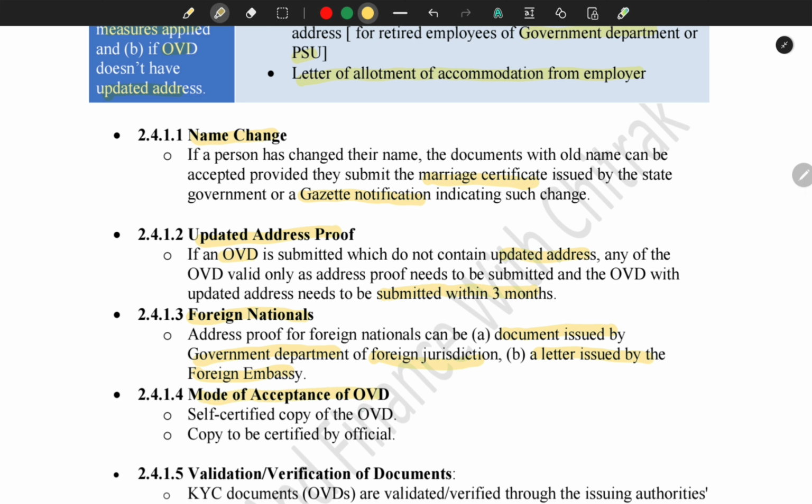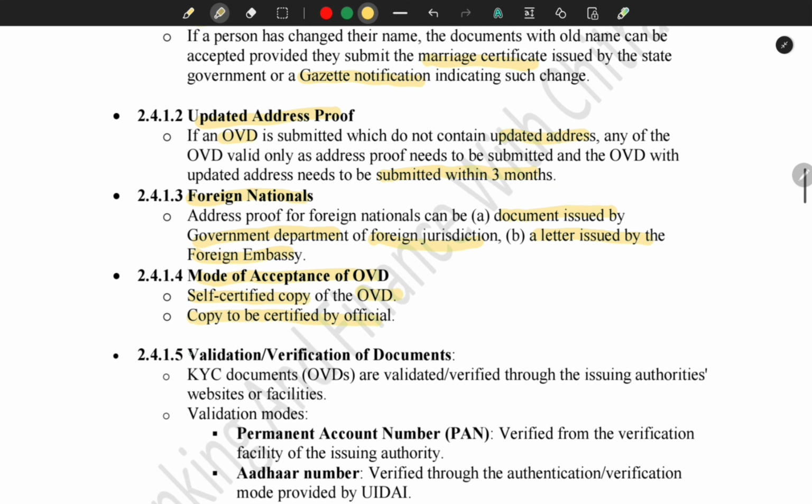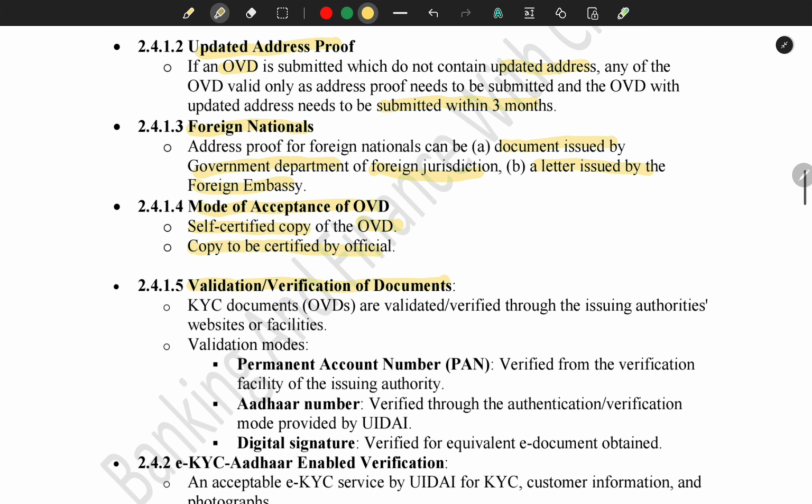We need to have the officially valid documents self certified by the customer, and this self certified copy needs to be again certified by the officer. Now, the validation and verification of documents. KYC documents or the OVDs are validated and verified through the issuing authorities' websites or facilities.